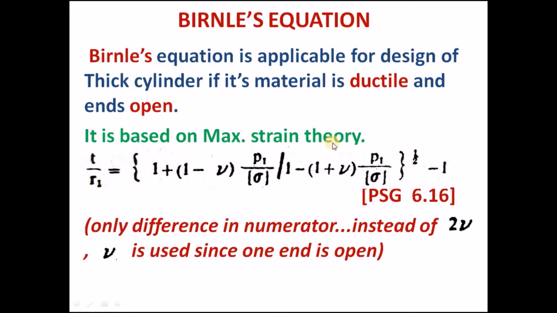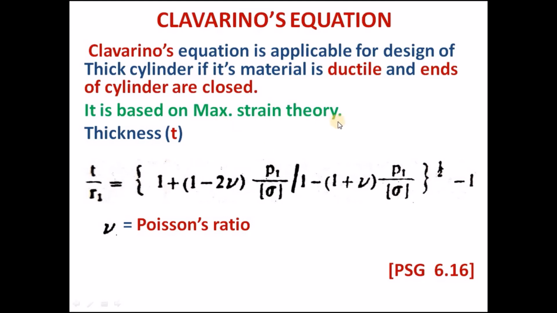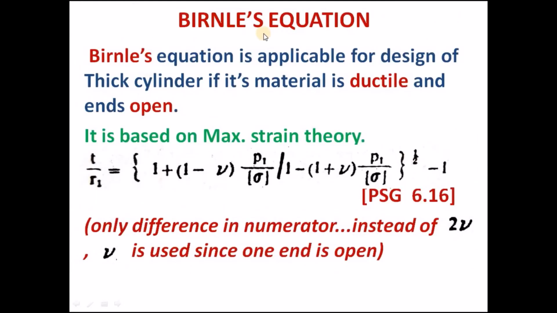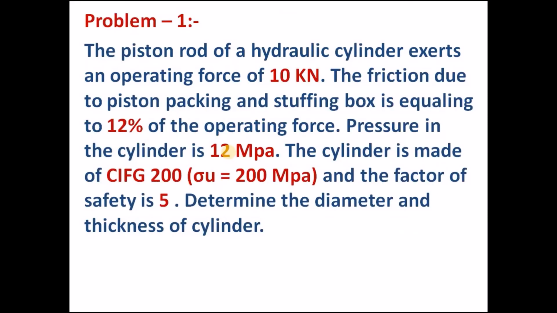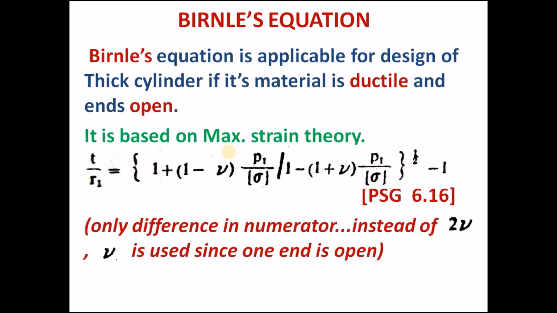This is based on the maximum strain theory itself. Clavarino's equation is based on the maximum strain theory, and Birnle's equation is also based on the maximum strain theory. But in Clavarino's case both ends are closed, while here only one end is closed and the other end is open. So there is some difference in the formula. Here instead of 2 nu we use only 1 nu. That is the only difference. Keeping these conditions in mind, we can solve the problems.